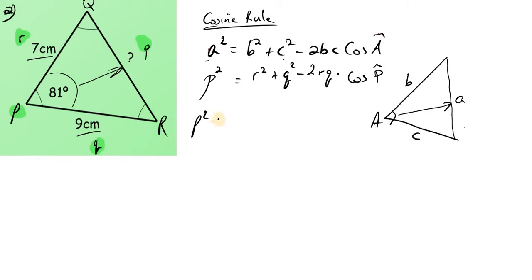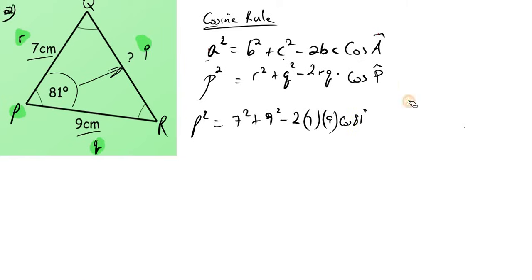So to put that into perspective, we have P squared equals R being 7 squared, Q being what? Q being 9, so we put 9 squared, minus 2 times the product of R and Q, so R being 7. So whatever number we have here, put it here. Whatever number we have here, being 9, put it here. Cosine of angle P being 81 degrees. Okay, now let's just take this out just so it doesn't confuse us. All right, so this could be cosine of the angle, which is 81 degrees.